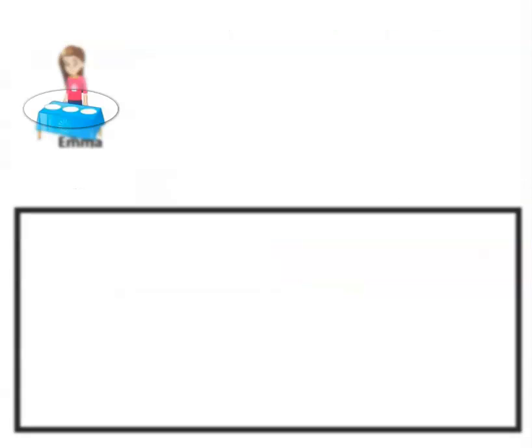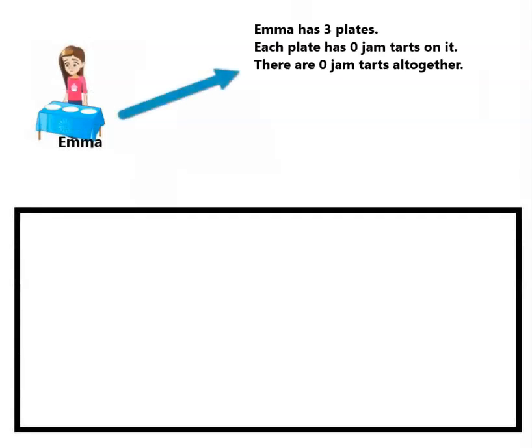And finally, there's Emma. Have a think, what sentences would you say to describe the picture? Emma has 3 plates. Each plate has 0 jam tarts on it. So altogether, there are 0 jam tarts. We write the multiplication sentences like this. 3 times 0 equals 0, or 0 times 3 equals 0.